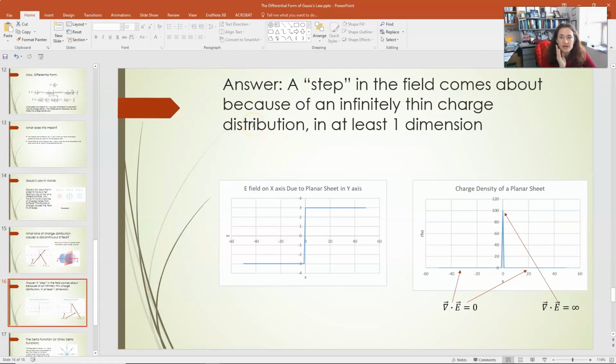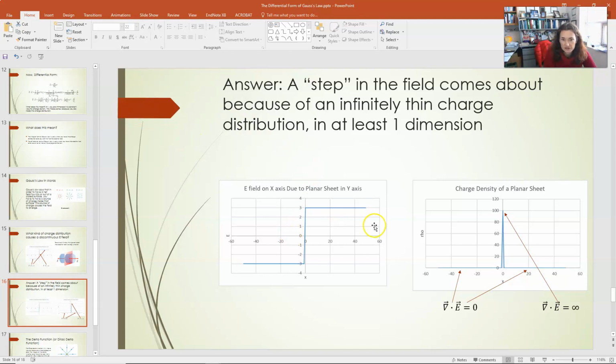So a step in the field comes about because of that infinitely thin charge distribution, at least in one dimension, okay? So remember our infinite sheet of charge. Let's say that, for example, it's at x equal to 0, so the yz plane. It's infinite in y and z, but in x it's infinitely thin. So that's what I mean by the one dimension here. It's infinitely thin in x.